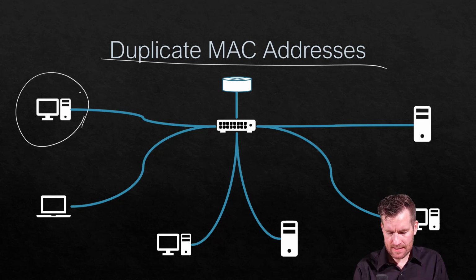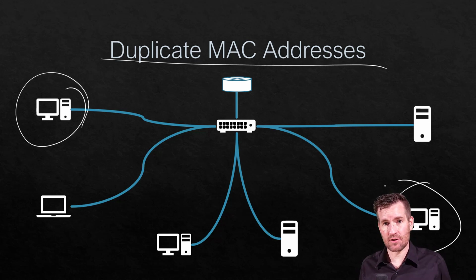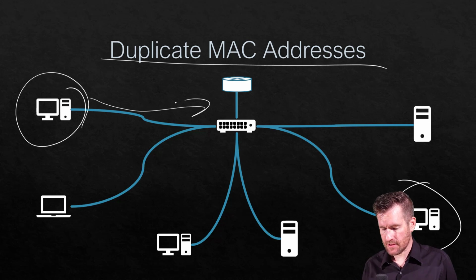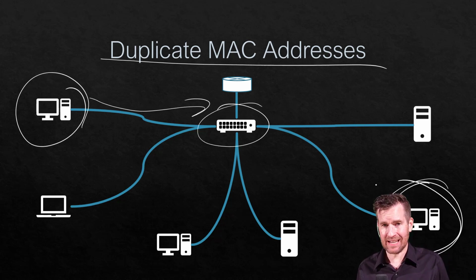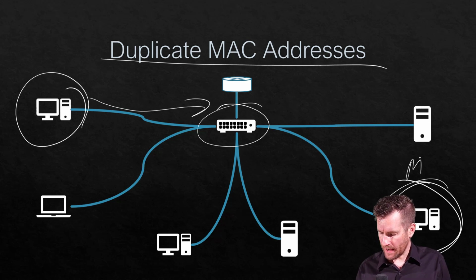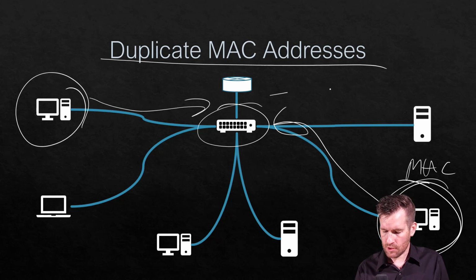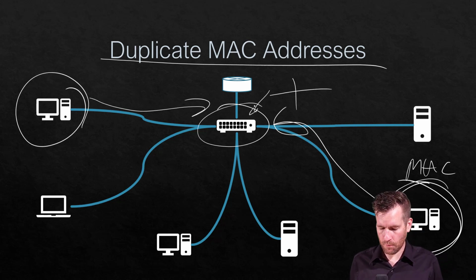Then we can have an issue with duplicate MAC addresses. So when a machine is sending to another machine, it's going to need to do it via MAC address. And so what happens is that this switch will learn of this machine what its MAC address is by information that it sends out, and it'll put it into its MAC address table.